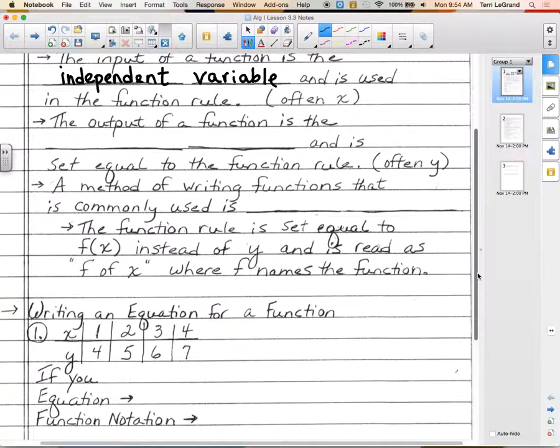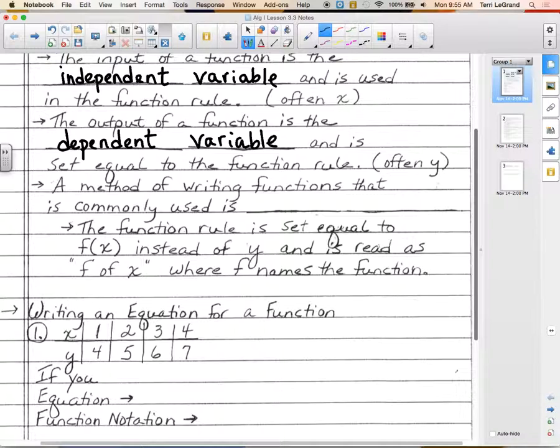The output of the function is the dependent variable. So what you get, what comes out of the function rule, the output of it, is the dependent variable, and that is set equal to the function rule. And it's often the y. So if we have x's and y's, the y is the dependent variable, it's the output of the function, it's what the function rule is set equal to.